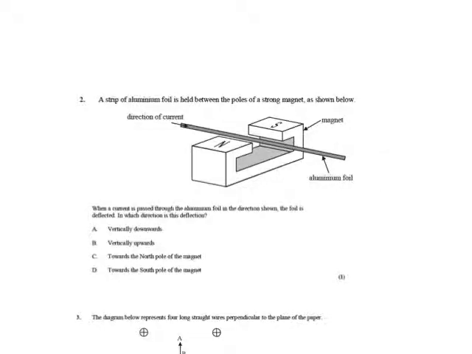Question 2 is simply an application of Fleming's left-hand rule. If you use the correct directions, which is pointing to south, and then the current flow is in this direction, you should get the correct answer, which is B, vertically upwards. If you've got A, you are probably pointing in the wrong direction here with the current.